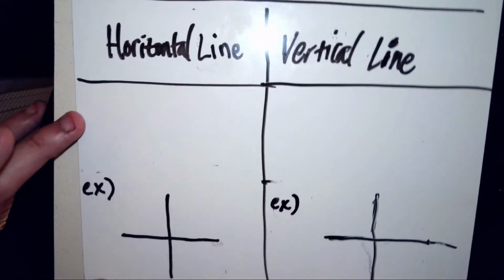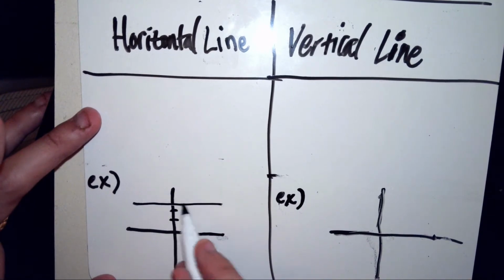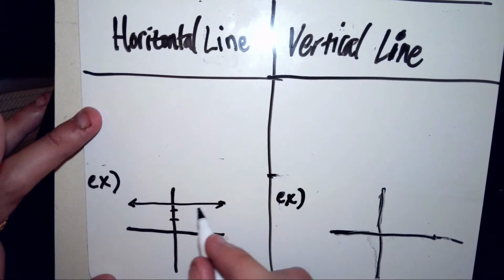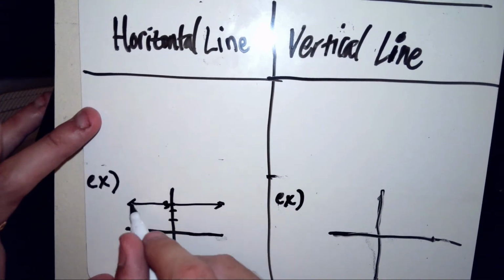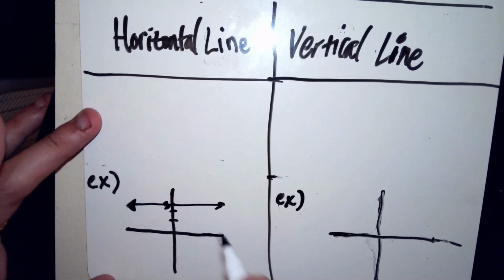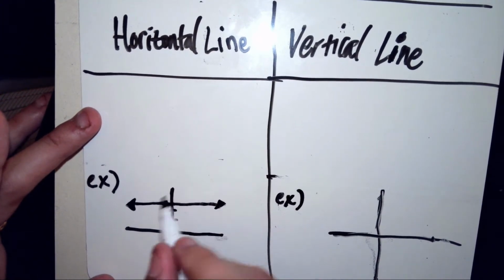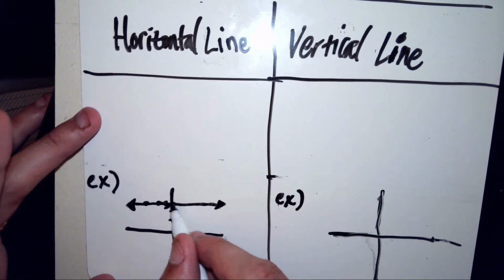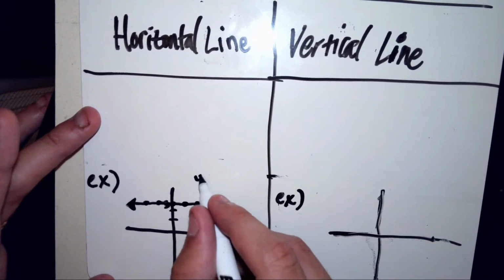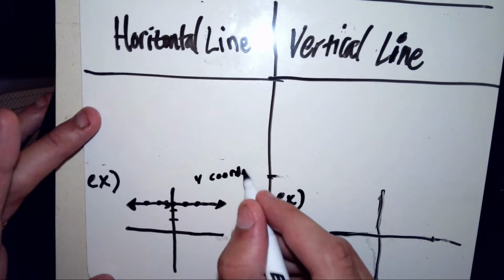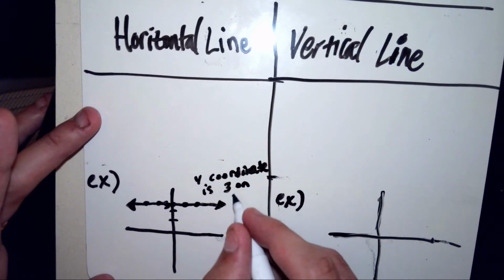So a horizontal line could be this line right here, and let's say this is 3 at this tick mark right here. Now we want to describe what's going on with this horizontal line. Well, the one thing we can note about it is that no matter where we are on the line, this y-coordinate is always 3. So the y-coordinate is 3, right? The y-coordinate's always 3 on this line.